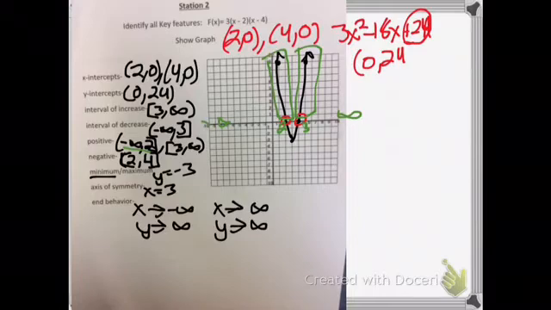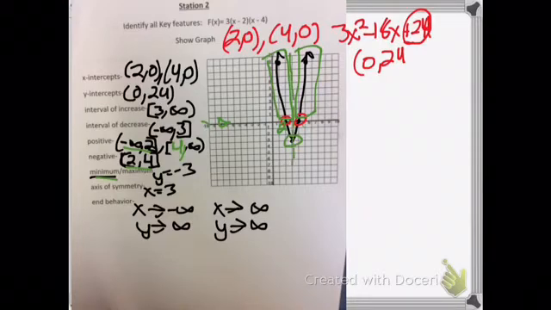Now, not 3. From 4 to infinity. So our negative interval is from 2 to 4. Our minimum value is negative 3. We do not have a maximum. Axis of symmetry is x equals 3. And notice that as x goes down, y goes up. As x goes up, y goes up.